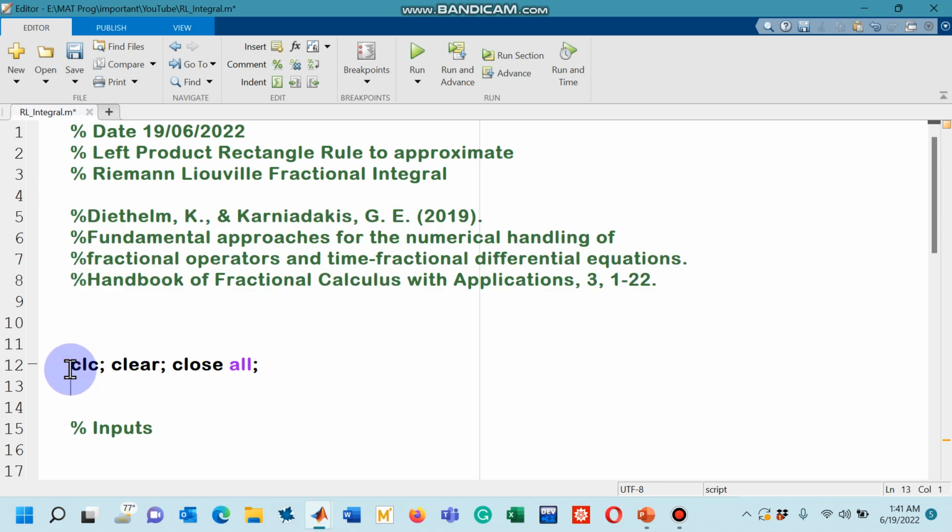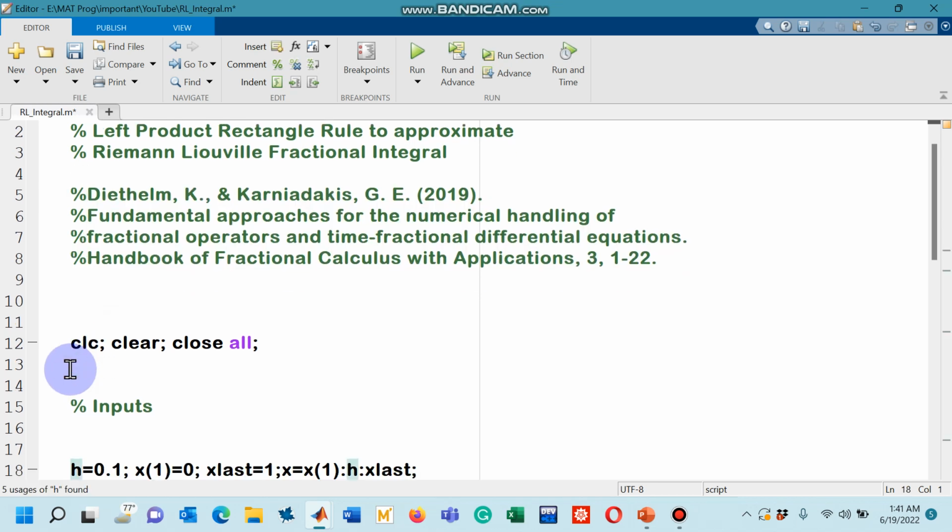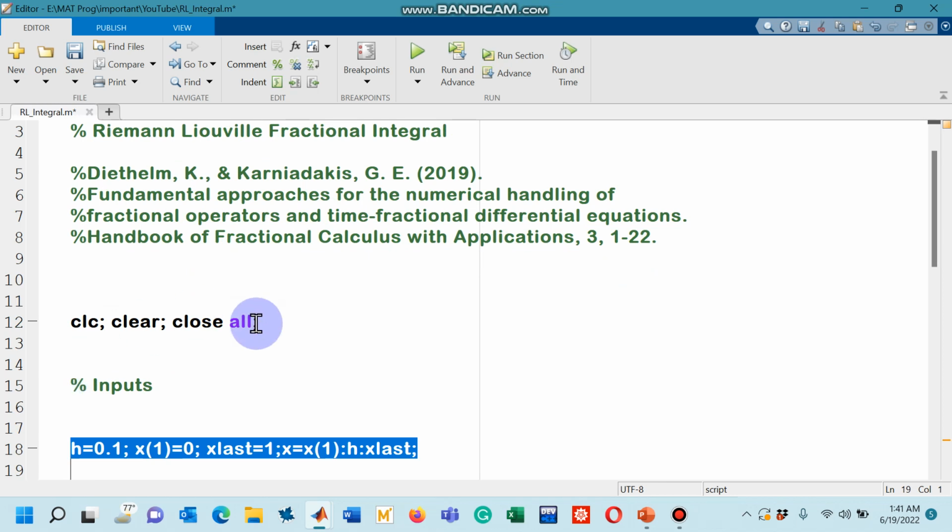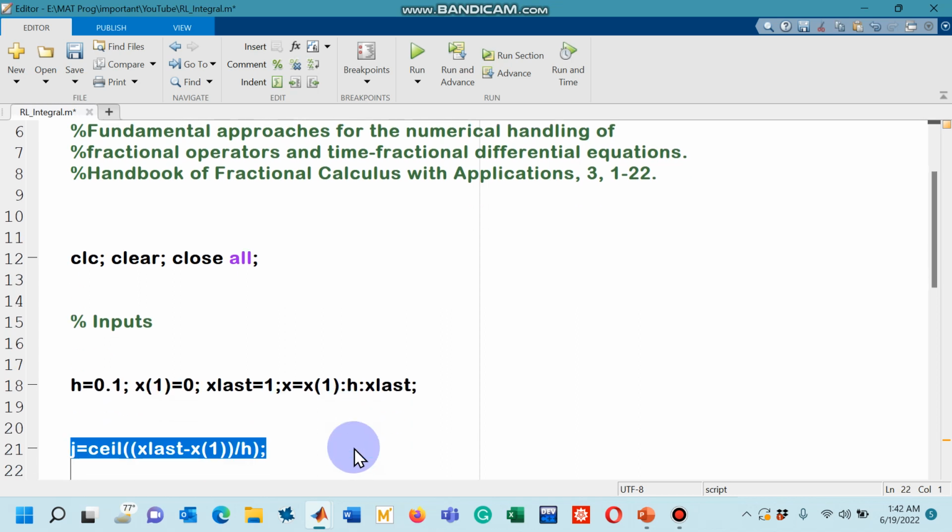So coming to the code, line number 18 is what we need as inputs. Here on line number 18, h stands for the step size or step length. x of 1 is the lower limit of the integral. x last is the upper limit of the integral that I have taken as 1. And then x shows the integration interval with a step size h. j shows the number of points, number of intervals.